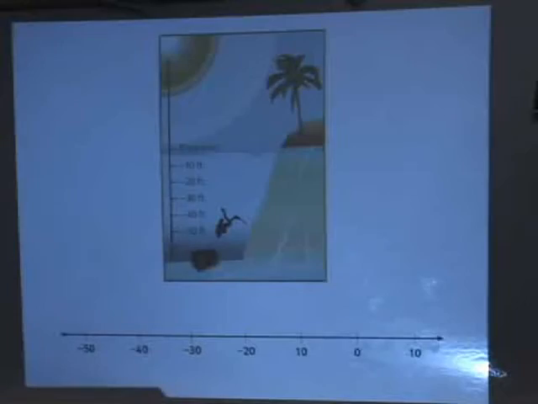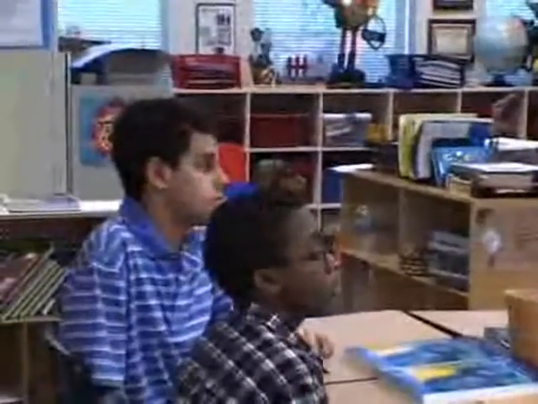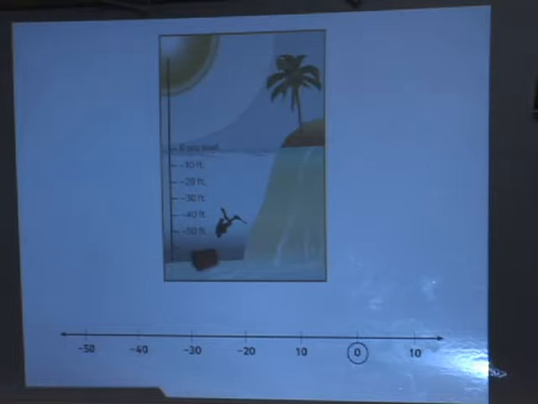Okay, and you can see the same thing on a number line. So what if that diver went 50 feet below sea level? What integer would indicate where he's gone? Negative 50. Could I show that on a number line? Yes. Because we know that 50 is how far away from 0? It's 50. And he's going below, so it's negative 50.